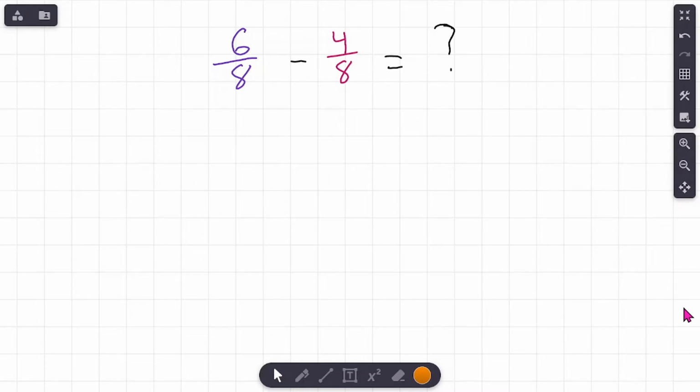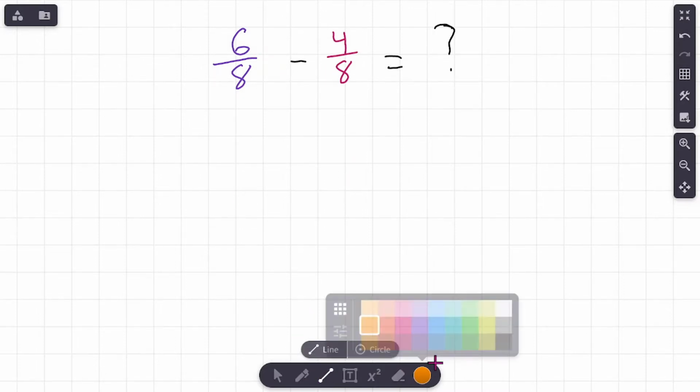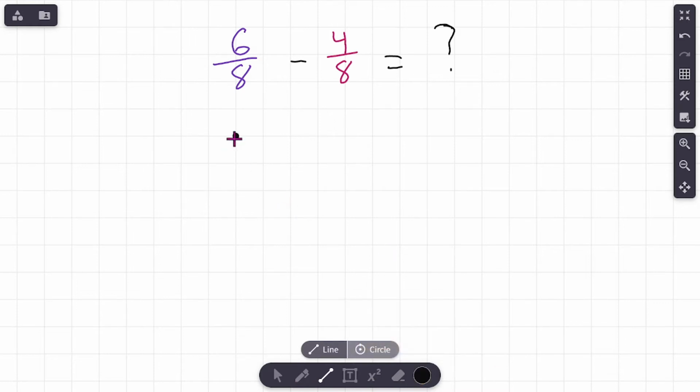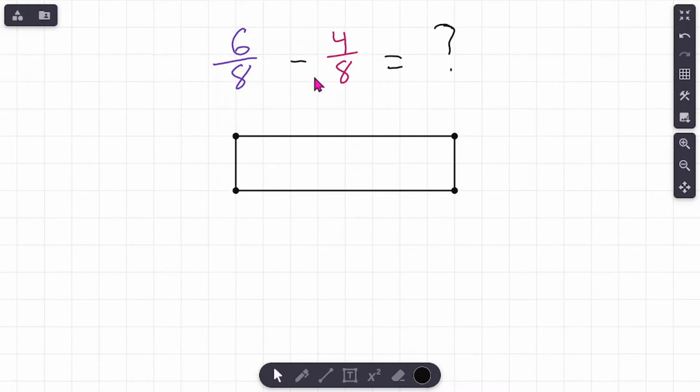So, here we go. We've got two fractions on the screen. We've got 6/8 minus 4/8. And the first thing I want you to do, and the first thing I do when I'm solving this problem, is I'm looking at the denominators. Okay, that's the very first thing I'm looking at here, because these denominators are going to tell me what I need to do.